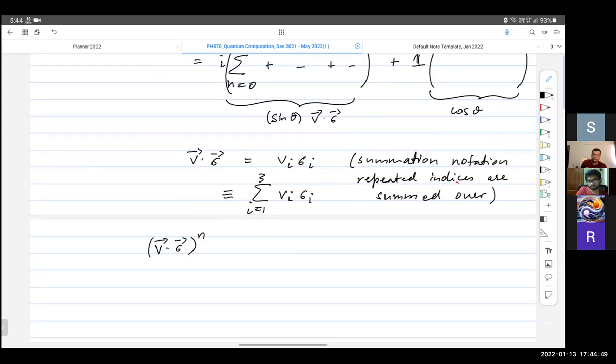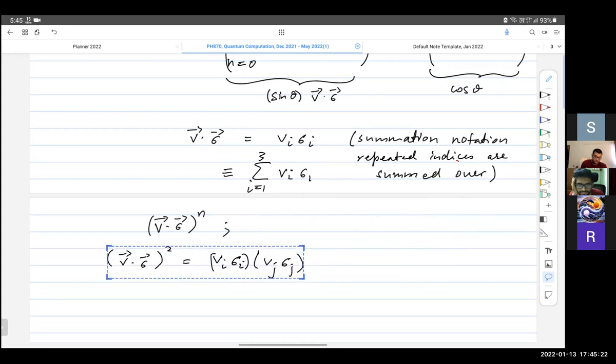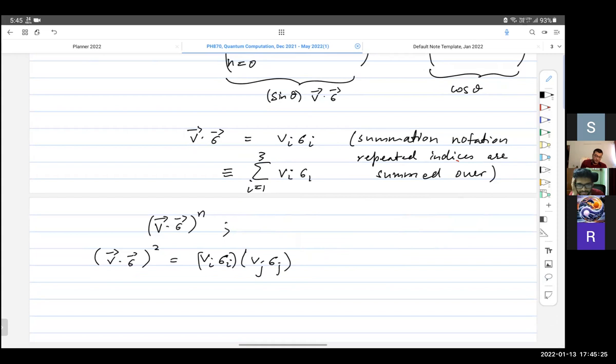So we want to evaluate products of the form V dot sigma to the nth power. First, let's start with V dot sigma squared. This is going to be V_i sigma_i, one copy, and the second term can be written as V_j sigma_j. Again, there is a sum over i in the first term and a sum over j in the second. This object we'll write like this: V_i V_j sigma_i sigma_j.